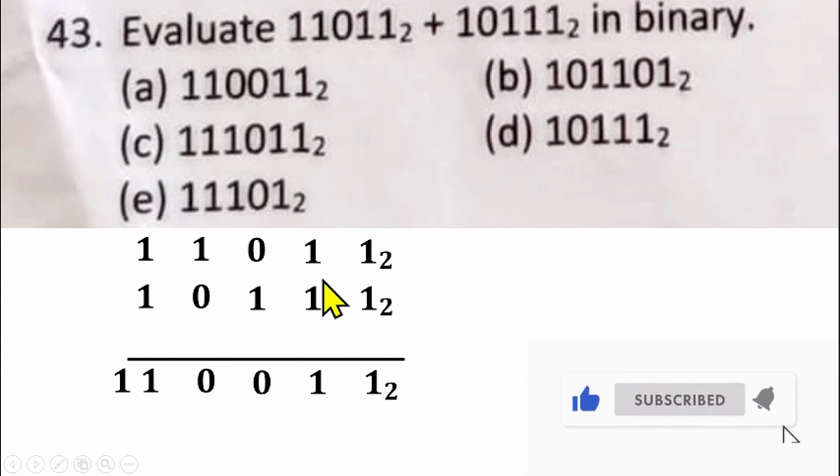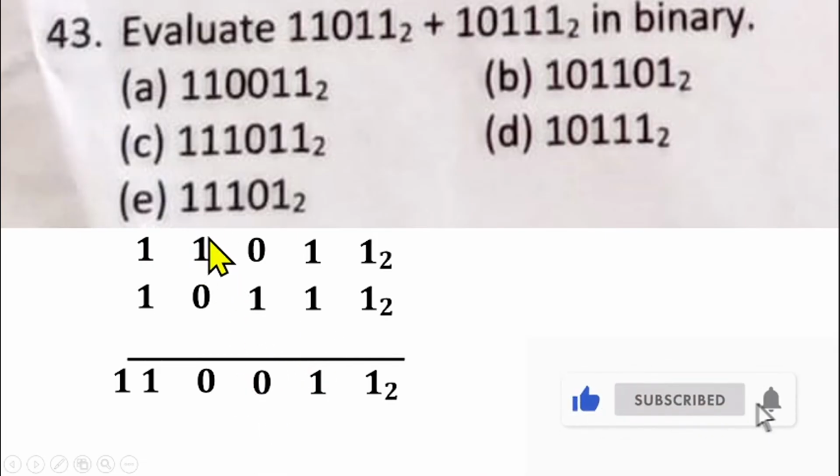So we have 1 plus 1 plus 1, that gives us a 3. So you cannot write 3 also. So 2 in 3 gives us 1, remainder 1. So you now write that remainder, we are keeping 1. So 1 plus 0 plus 1 gives us 2. So 2 in 2 is 1, remainder 0. So you write 0 and keep that 1.